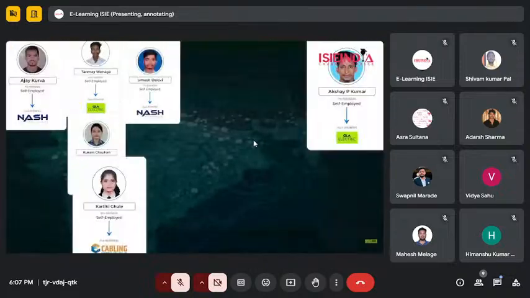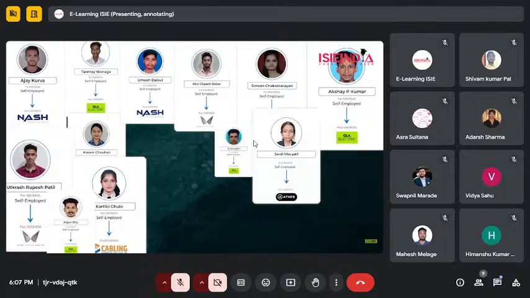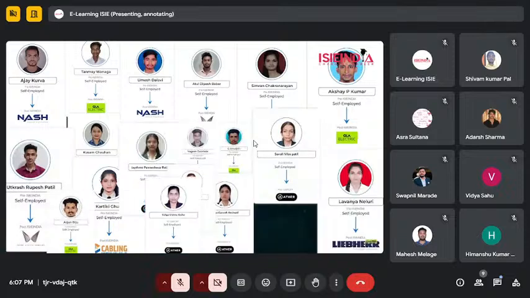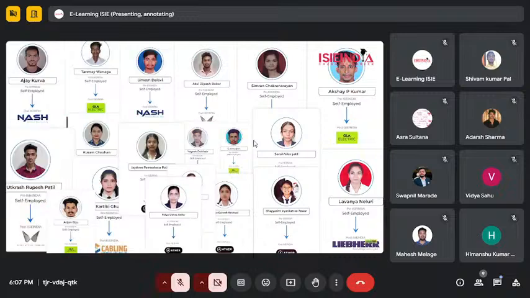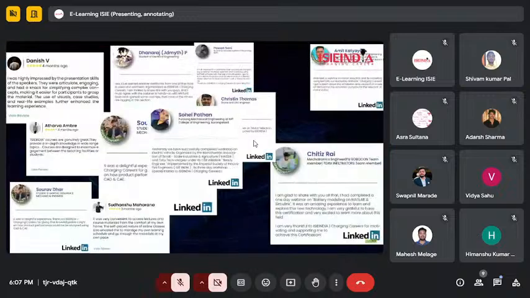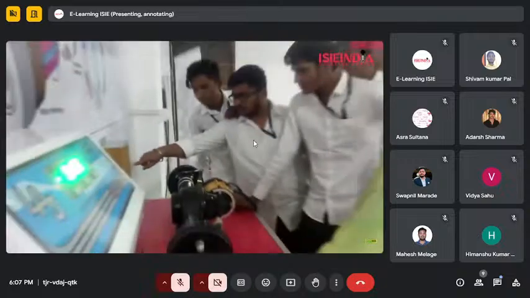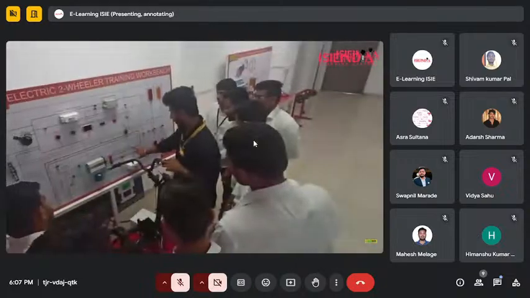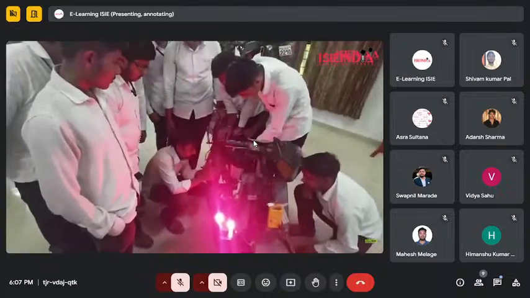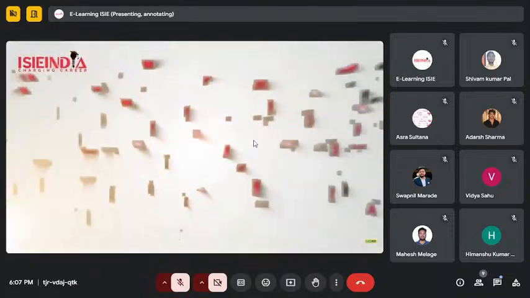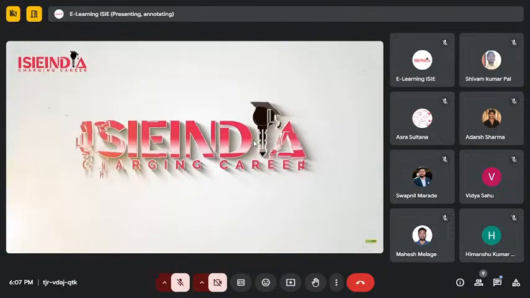Our alumni are pioneers in the EV sector, designing cutting-edge battery systems, leading research teams, and launching successful startups. Their journey starts right here at the Center of Excellence, where they transformed ideas into impactful solutions. We are committed to staying at the forefront of innovation and building a sustainable, inclusive future. Join us today and be a part of the electric vehicle revolution.